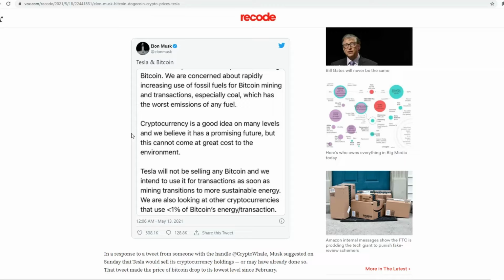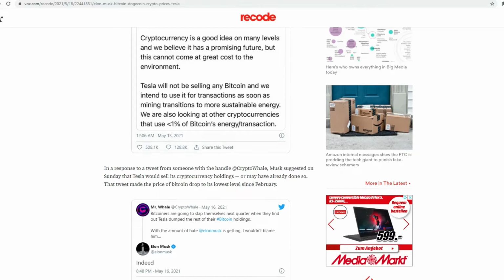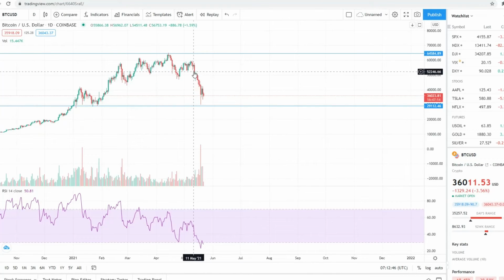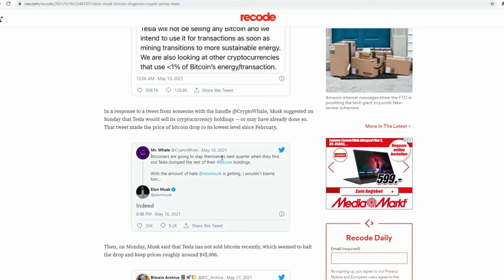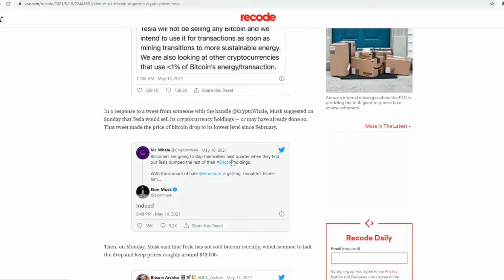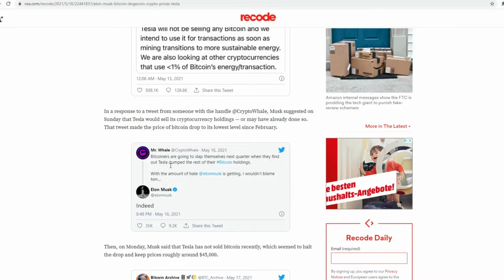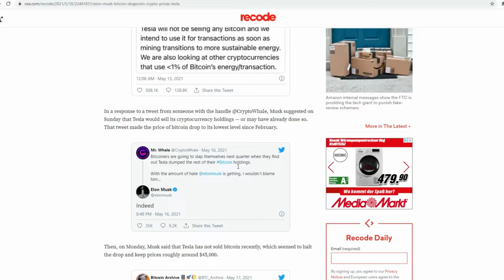Due to that, the market really took a big nosedive. As you can clearly see here, that was more or less the start, and around that period it really moved lower. And then there's another tweet that he did about 3-4 days later, and then someone mentioned Bitcoiners are going to slap themselves next quarter when they find out that Tesla dumped the rest of their Bitcoin holdings.